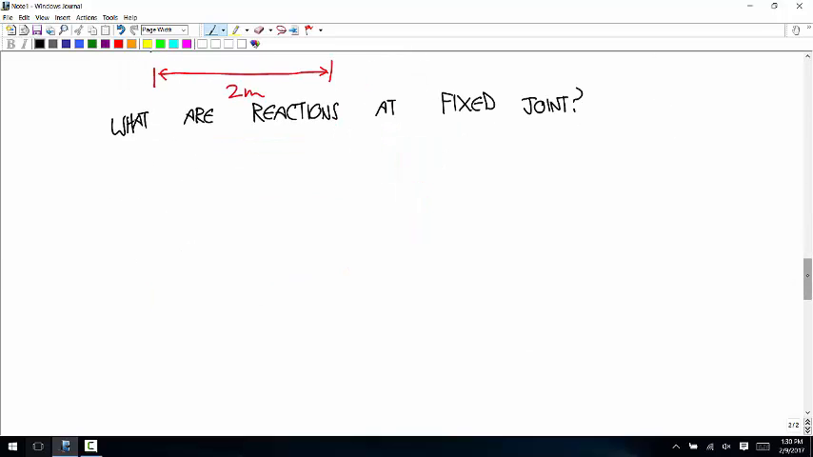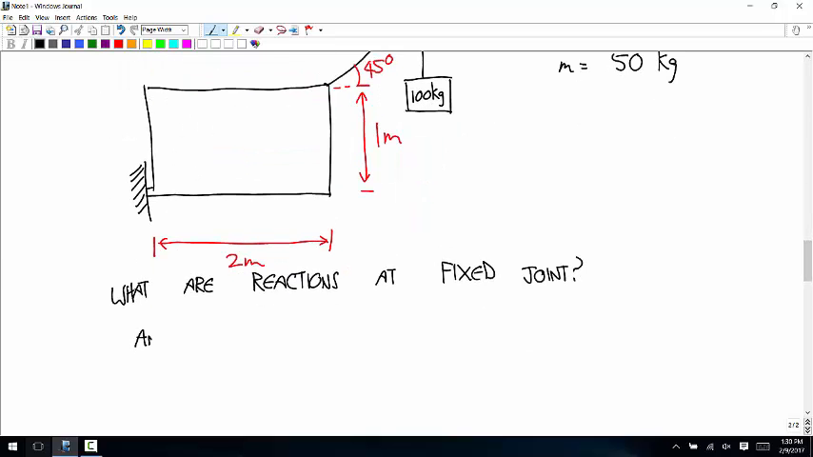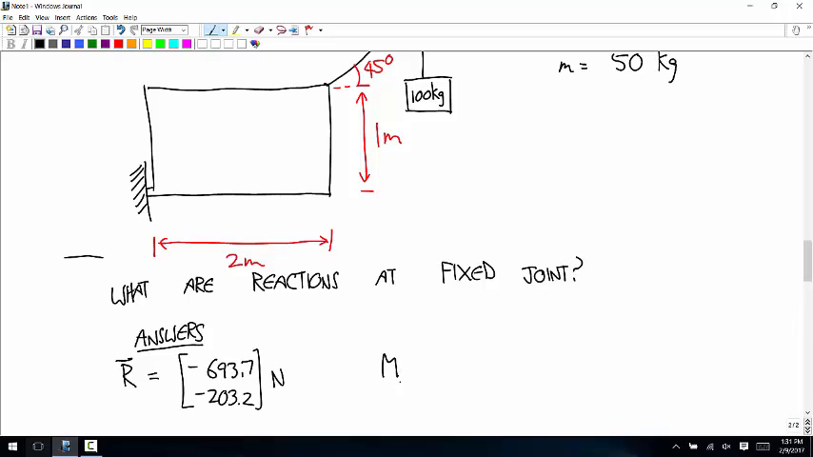Okay, so the answers to this one are that the force at that fixed joint is negative 693.7, negative 203.2 newtons. And the couple at that fixed joint is negative 203.2 Newton meters.